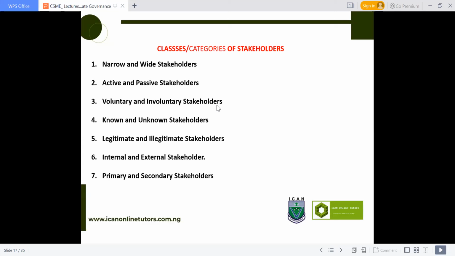And the simplest one among these is voluntary stakeholders. A voluntary stakeholder is someone who becomes a stakeholder voluntarily. Today is Sunday, and in my estate now I only have one shop that is open. If I want to buy something, I know that if I go to this particular shop, the way they will attend to me is not good. But I don't have an option.